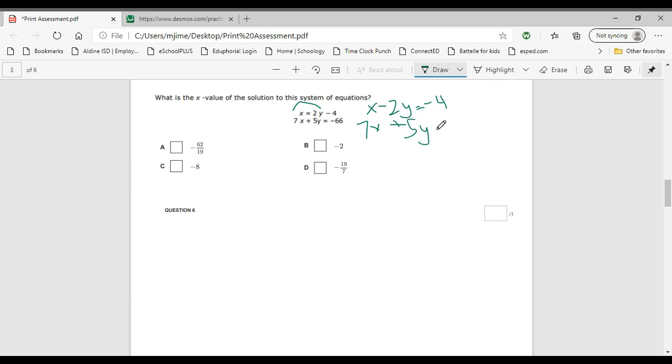equals 66. All right. Well, the least common multiple between 2 and 5 is 10. So that means I'm going to multiply this top one by 5. And they already have opposite signs, so I don't have to multiply anybody by a negative. And this one times 2. So I'm going to set it up down here for you. 5x minus 10y equals negative 20.